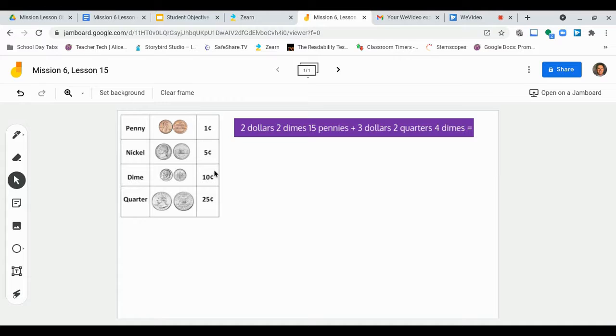So, knowing that, what really is a penny? If we had 1 cent, how much of a dollar is that? A penny is going to be 1/100th of a dollar, or 1/100th like that in decimal form, right? A nickel is 5/100ths, or in decimal form 0.05.